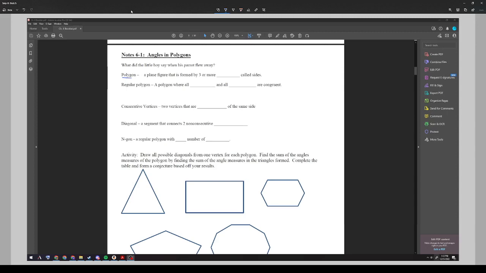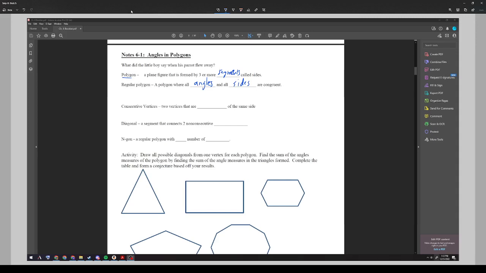Polygon, a plane figure formed by 3 or more, I guess, line segments? Seems like segments. Regular polygon, all angles are congruent and all sides are congruent. So equiangular and equilateral.